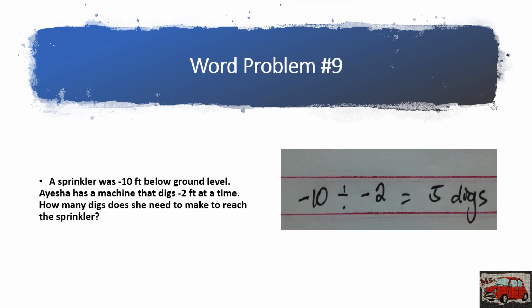A sprinkler was negative 10 feet below ground level. Ayesha has a machine that digs negative 2 feet at a time. How many digs does she need to make to reach this sprinkler?